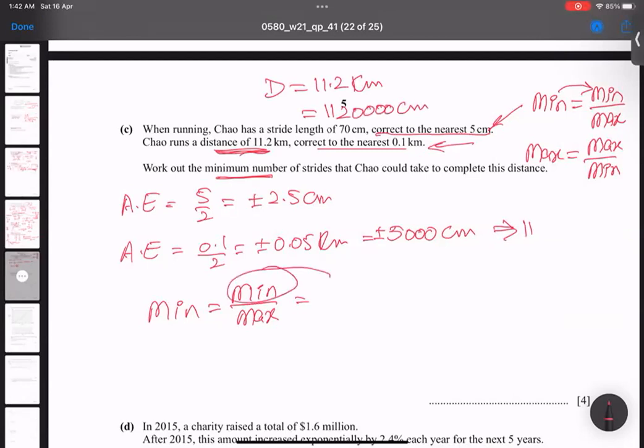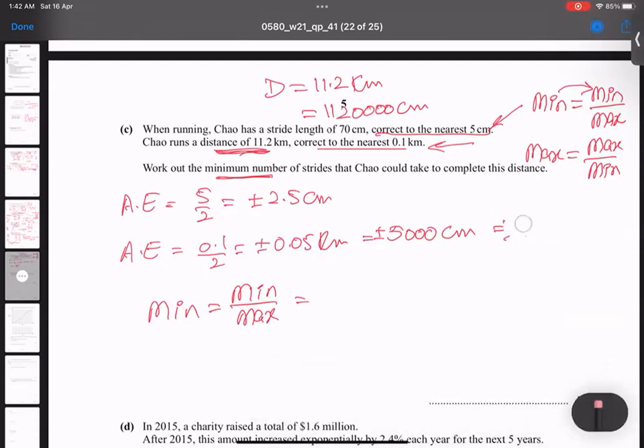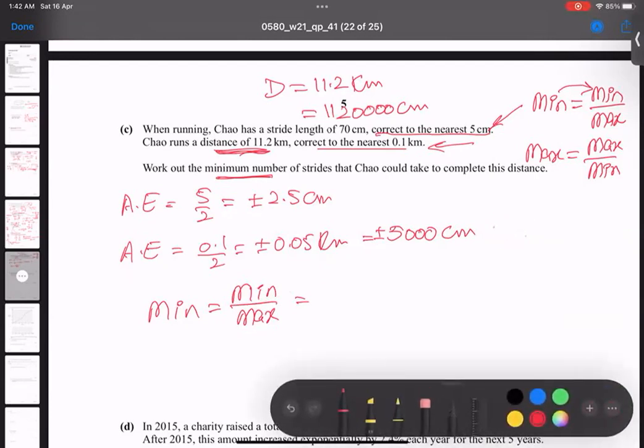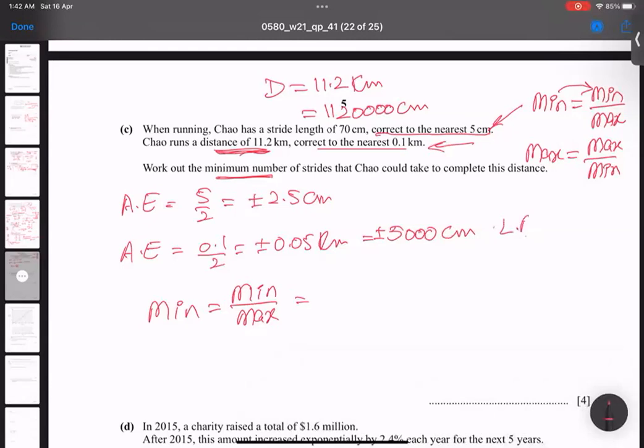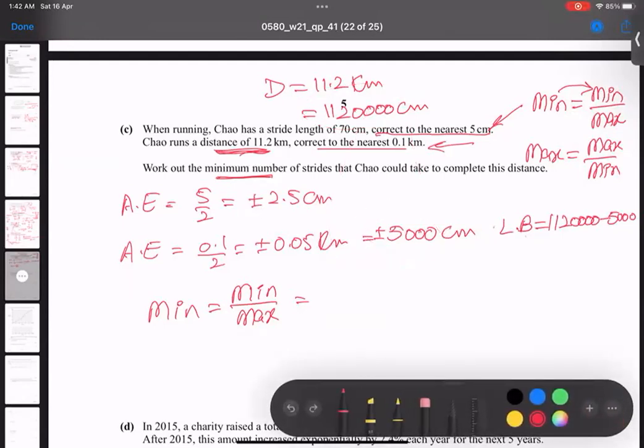Because I need the minimum, it's called the lower bound. So how do I get the lower bound? I'm writing it here: lower bound. What is the lower bound of the distance, the minimum I need? It equals 112 followed by 4 zeros, minus 5,000. If I subtract this from the distance, I get the lower bound, and if I need the upper bound, I add it. I hope you got the idea. So I got the lower bound.